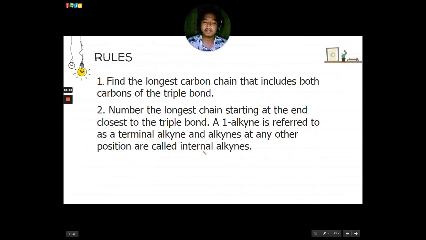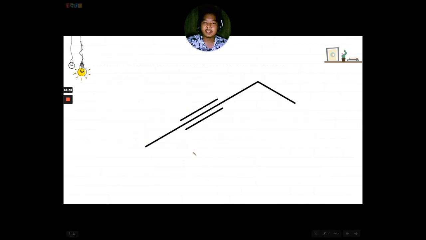Yung mga nasa gitna naman are called internal alkynes. Same with alkenes, internal and terminal alkenes. Sige. So, ito, example of an internal alkyne. First, find the longest chain. Obviously, this is my longest chain. Then, I count the carbon.